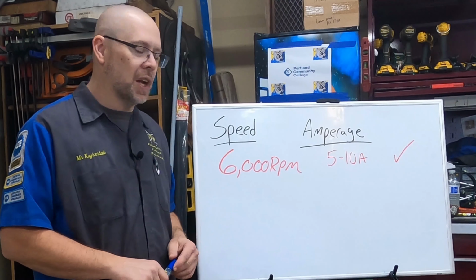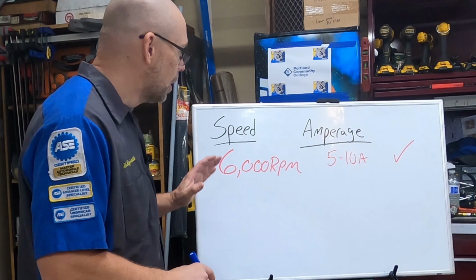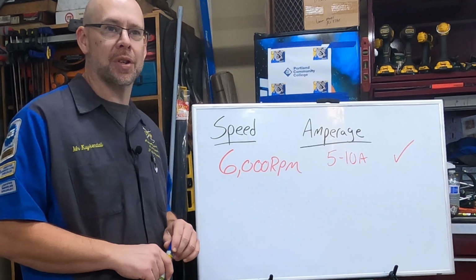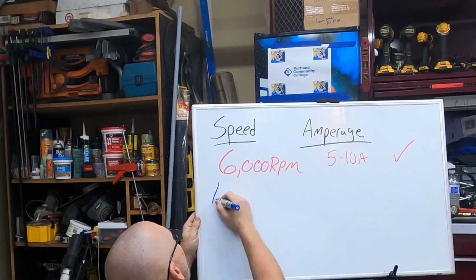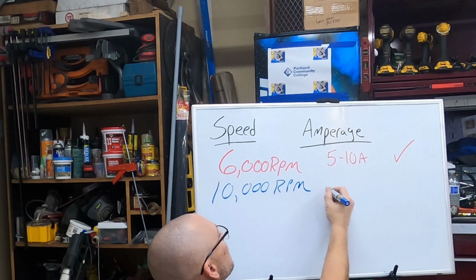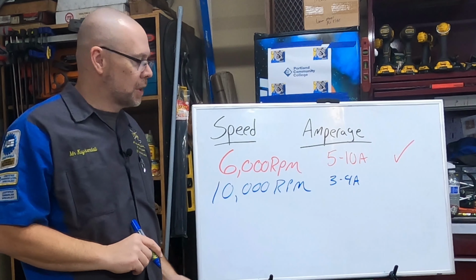If we get too far outside of this, well, then we check our known good if we don't already have it for the vehicle. But a couple of potential problems here I'll show you. What if we have 10,000 RPM and 3 to 4 amps?